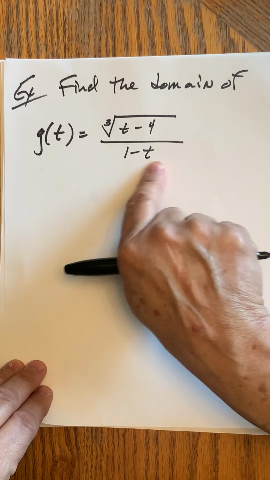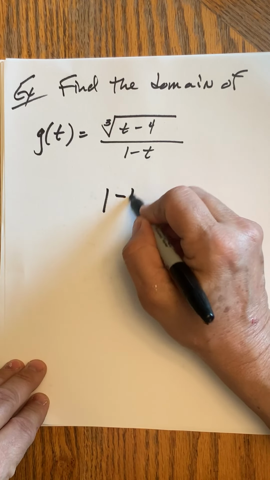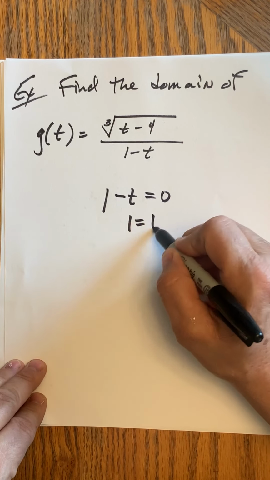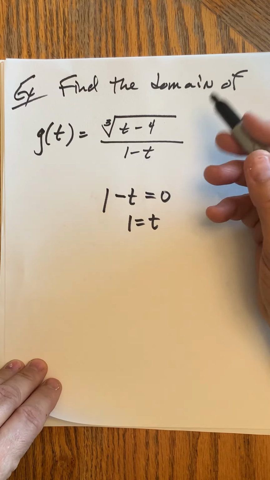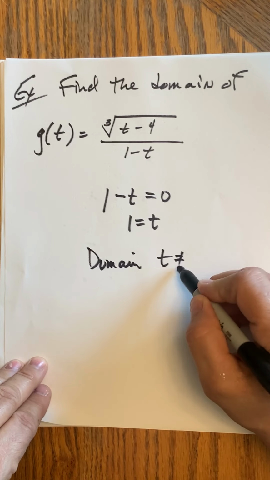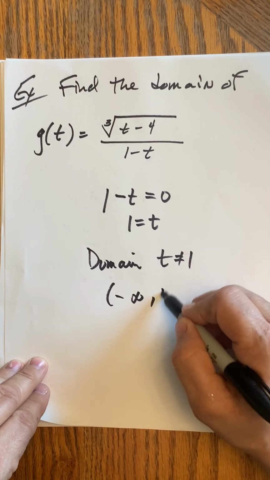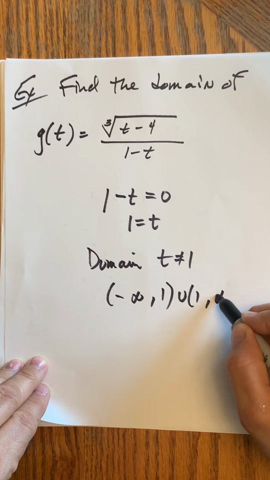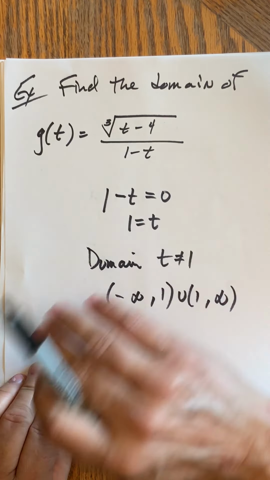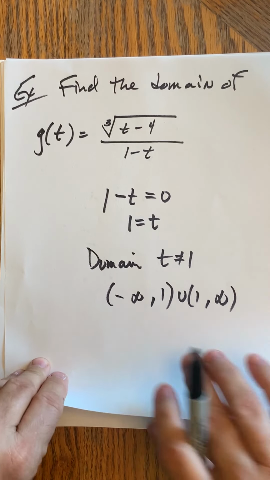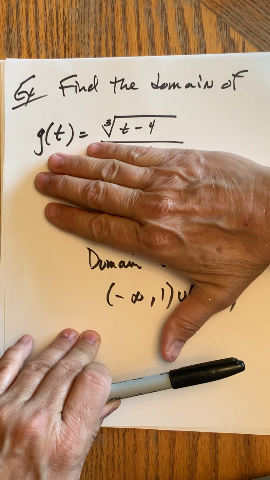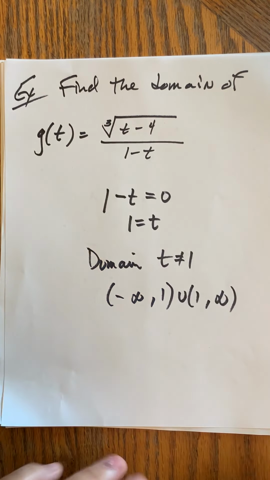But there is a variable in the denominator. So what I have is that 1 minus t cannot be 0, right? So if t equals 1, then I've got an issue and I divide by 0. So the domain is t cannot be 1. Or I can say negative infinity to 1, union 1 to infinity, right? But this here doesn't present a problem. This cube root doesn't present a problem at all. If the problem had been written something like this, cube root of t minus 4, it'd be all real. No issues whatsoever.